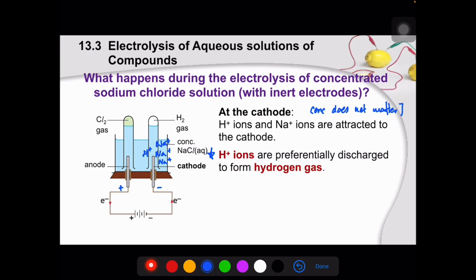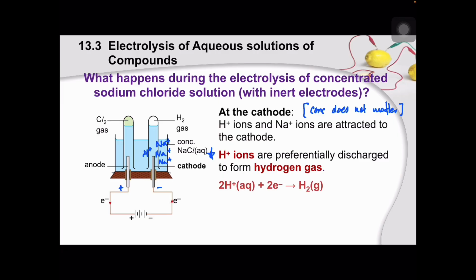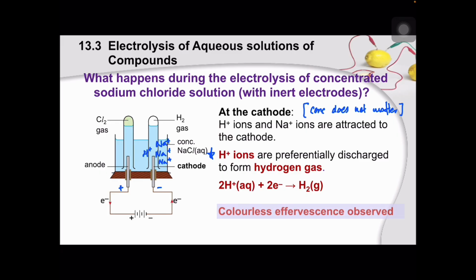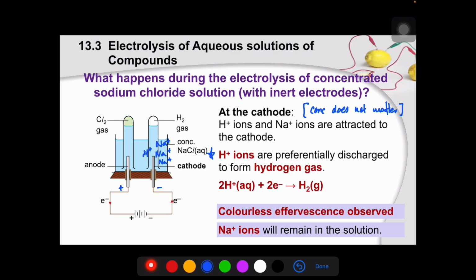That means at the cathode, concentration does not matter. Concentration only matters for the anode part, right? So take note of this whole process. So over here, your hydrogen ions will be reduced to form hydrogen gas, and you'll still see your colorless effervescence, and your Na plus ions will still remain in the solution.